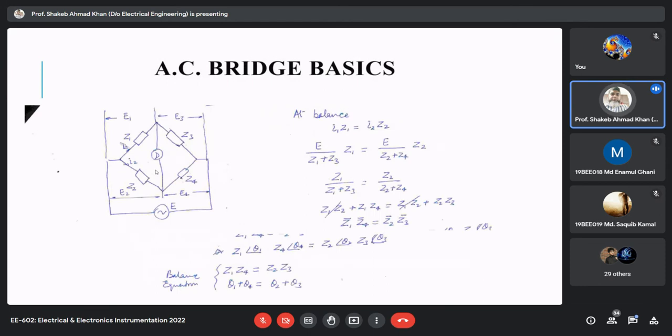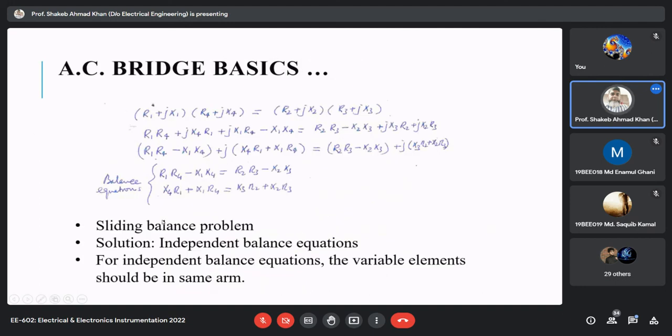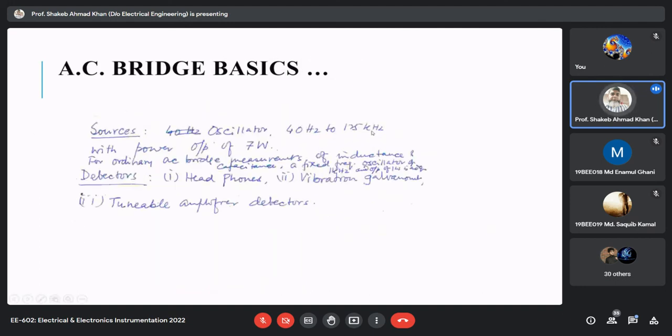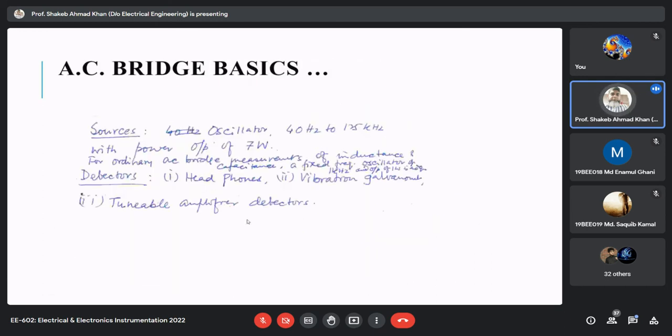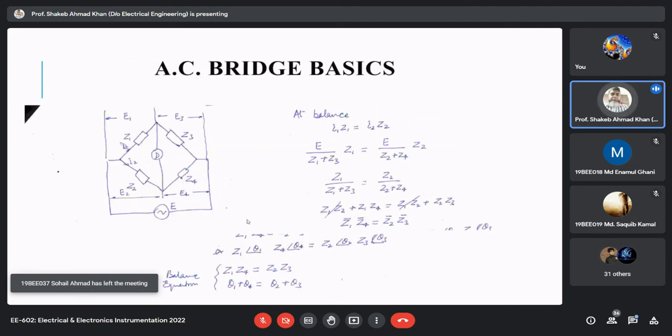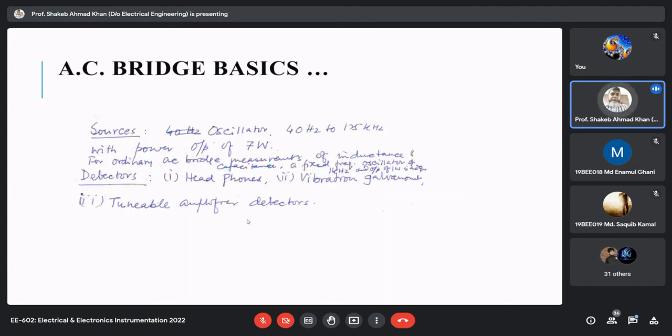Here you see generally in excitation, oscillators are used at different frequencies, 40 hertz to 125 kilohertz. Power output is 7 watt, and in general a 1 kilohertz oscillator with 1 watt power is used. And here you see detectors are not a galvanometer. You cannot use a simple galvanometer because there is AC supply, so that won't work here. So headphones are used, if your excitation frequency is in audio range.